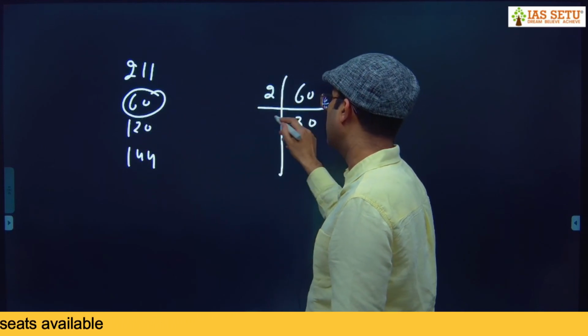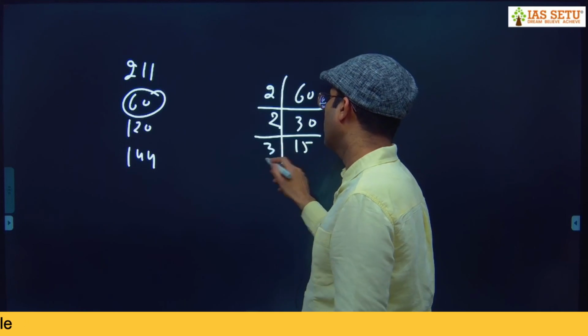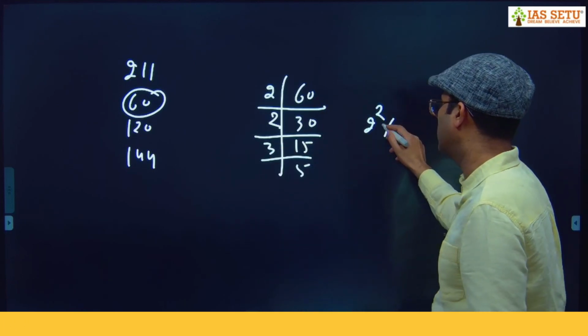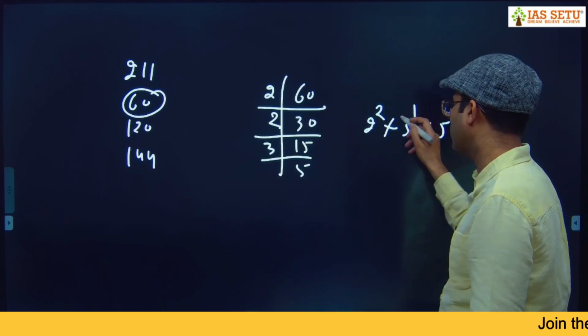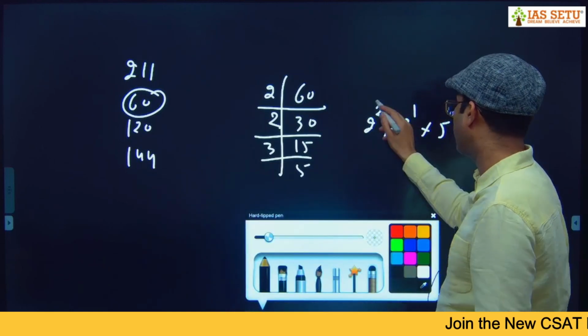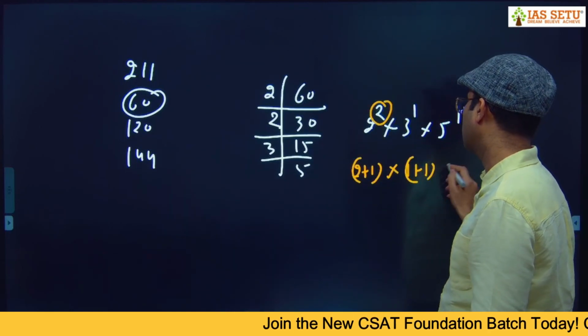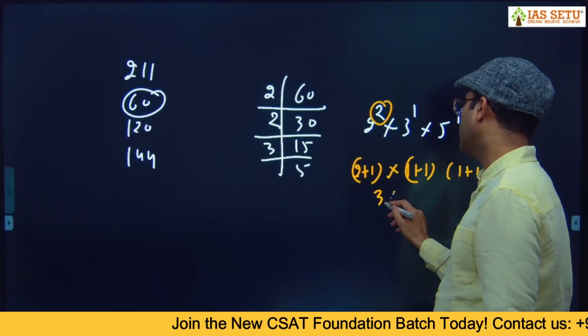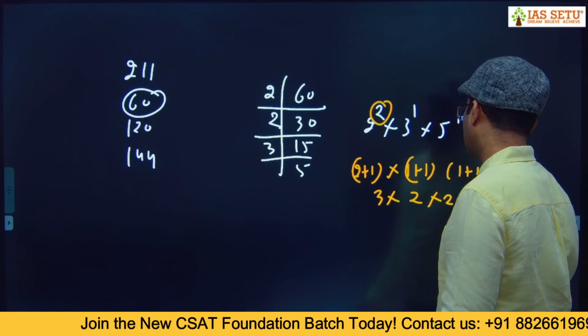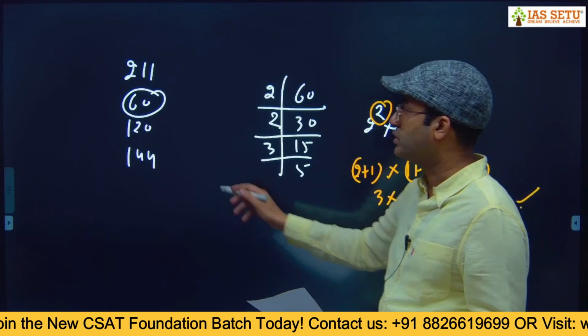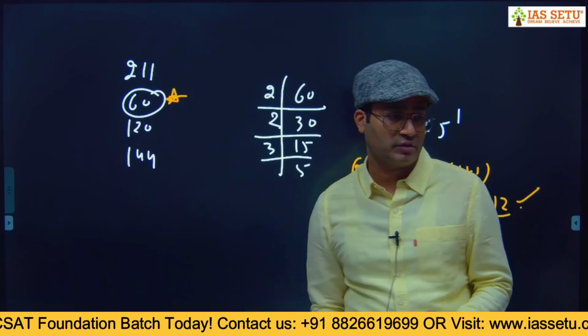2 common: 30, 2 common: 15, 3 common: 5. So 2 power 2, 3 power 1, 5 to power 1. So what is our shortcut for number of factors? In each power we add 1 and multiply. 3 into 2 into 2, we get 12 factors. Perfect. So 60 satisfies your question.